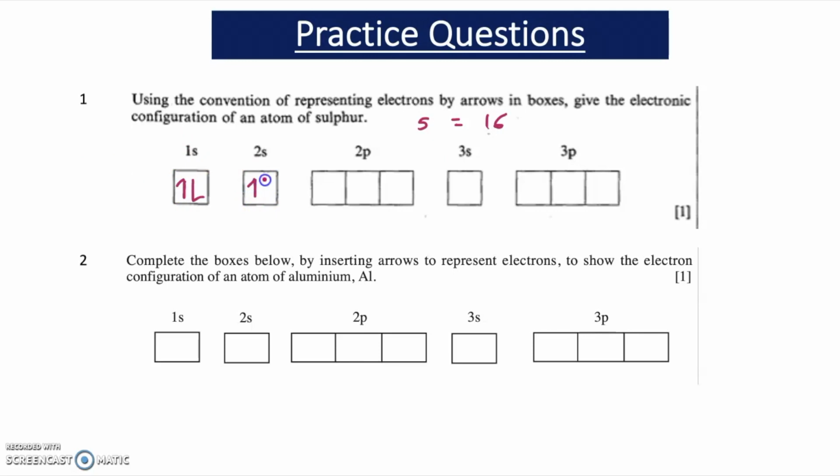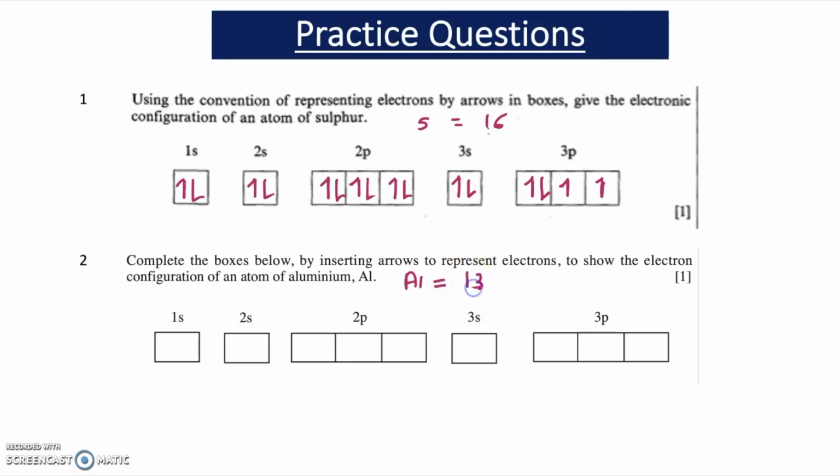So this means it's got 16 protons and 16 electrons. So I put in these 16 electrons using single-headed arrows, and I fill each orbital singly before I pair them up. So it will be 1s2, 2s2, 2p6, 3s2, and then I have 4 electrons left. So I put them in singly, and then I pair up the last electron. Now sulfur is classed as a p block element because its last electron is being put into a p orbital.